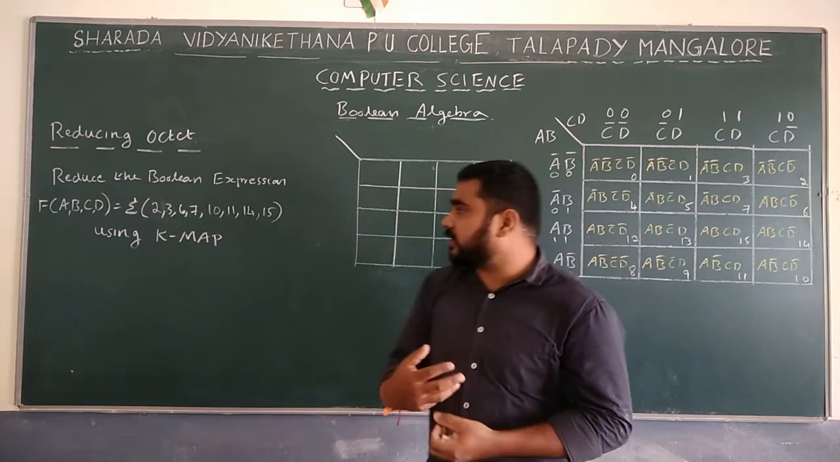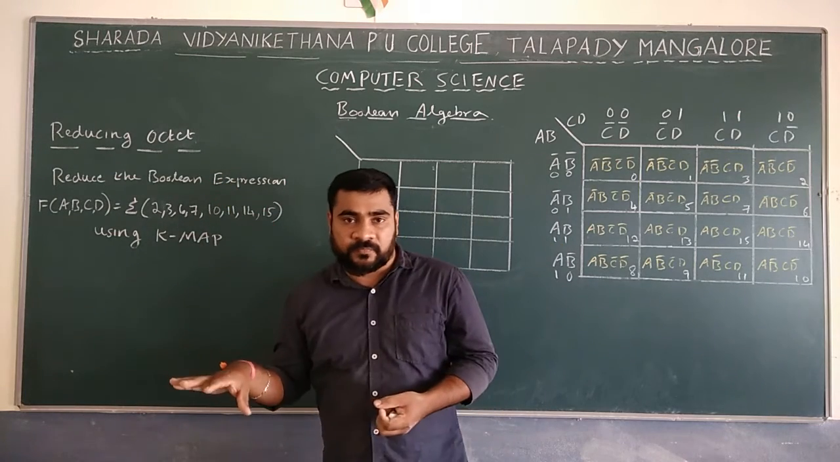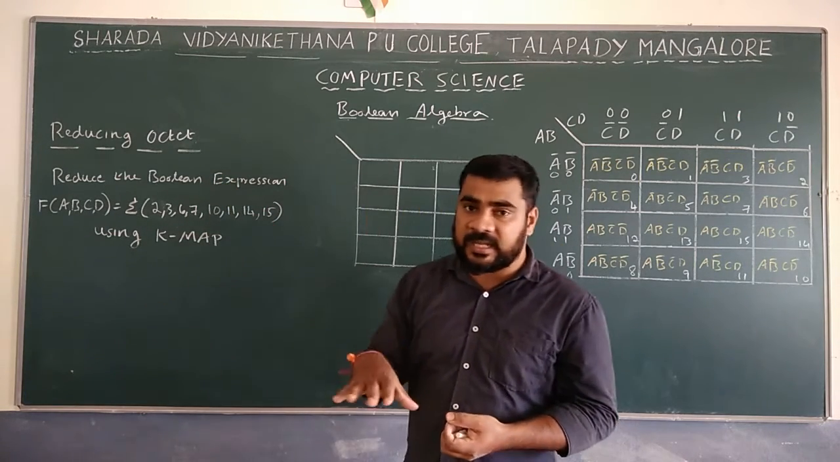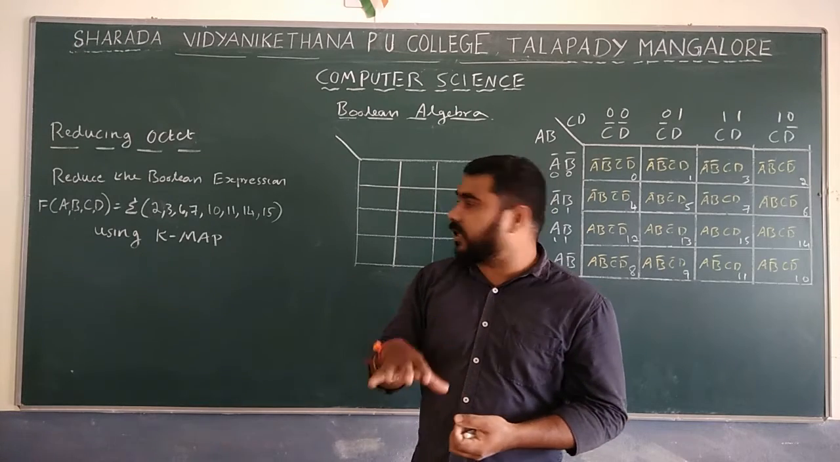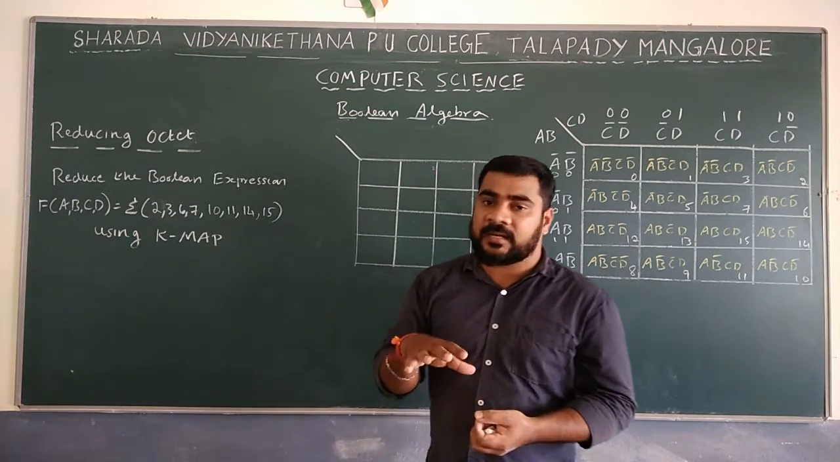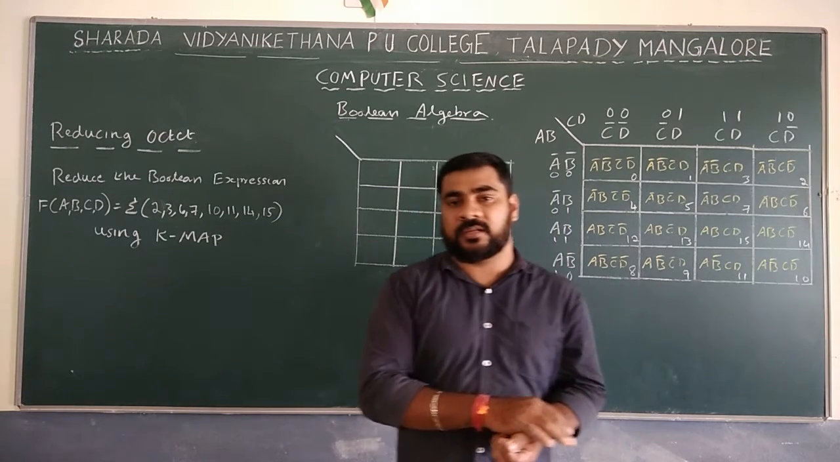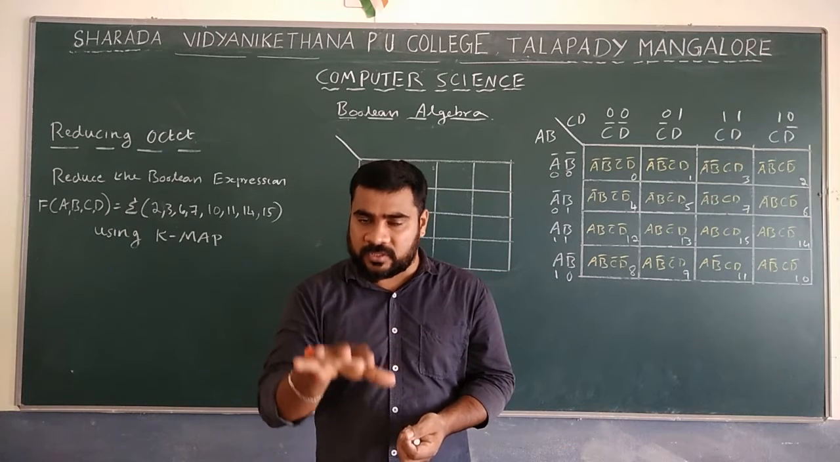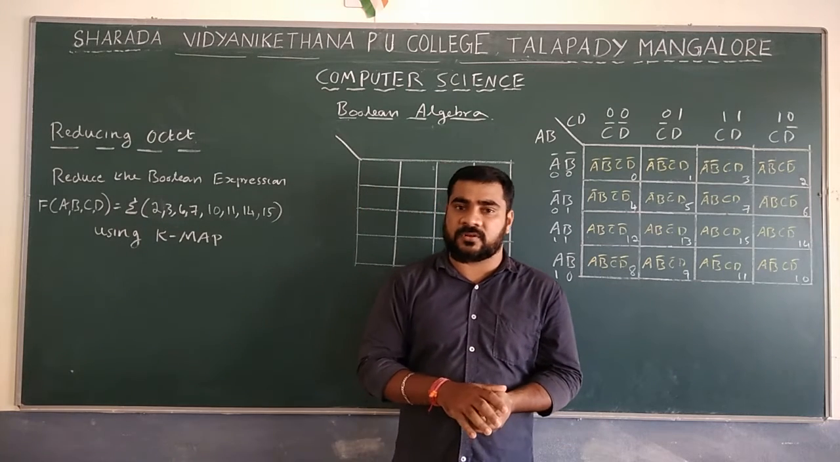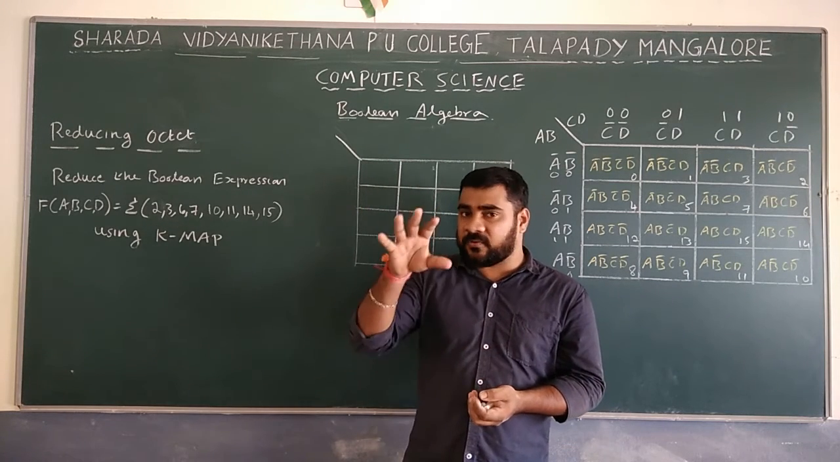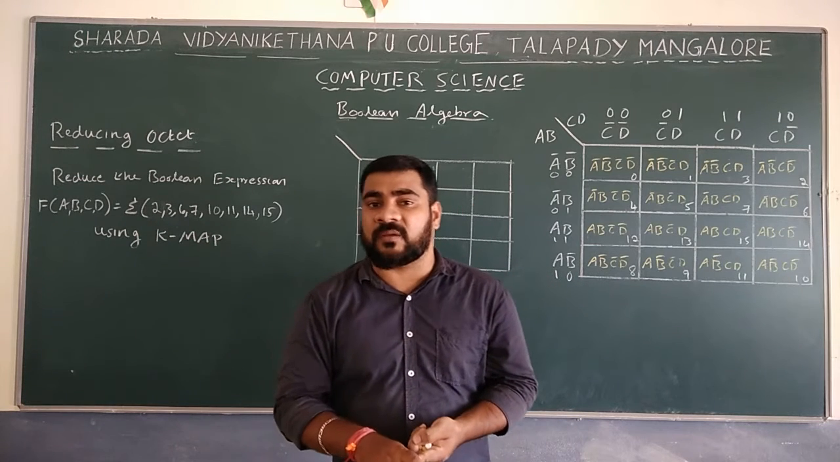So here, second example. Reduce the Boolean expression. F of A, B, C, D is equal to sum of 2, 3, 6, 7, 10, 11, 14 and 15. So in this question, we have to reduce this expression based on the K-map. First you have to see what is the total number of variables.